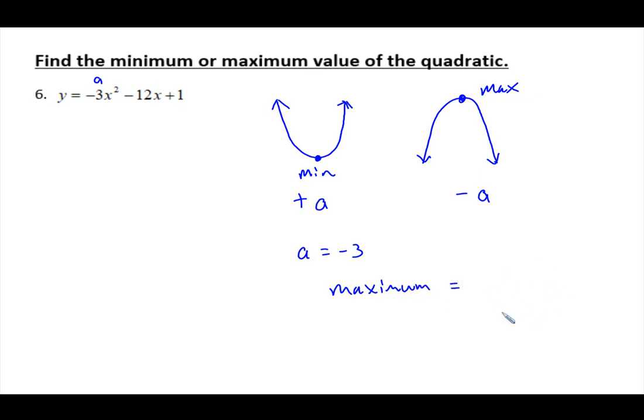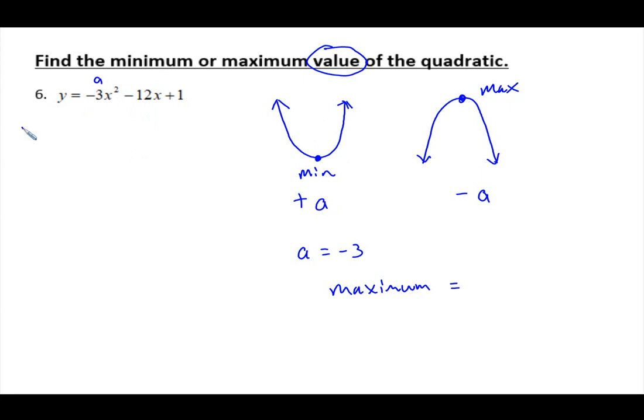Now we actually have to find the number, okay? So we know it's going to be a maximum, but what's going to be the number? What's going to be the value? Okay. So the minimum or maximum value is the y value of the vertex. So you have to remember that. The minimum or maximum value is the y value of the vertex. So we need to find the y value of the vertex. So let's go find the vertex. You guys know how to do that.